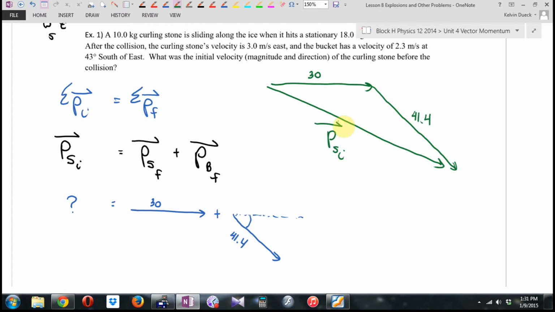Now I need an angle. Now, looking at this, it looks like the angle that they gave me is that one there, 43 degrees. Which is unfortunate because that angle's not inside the triangle. Or is it?